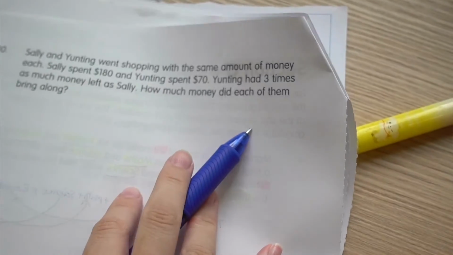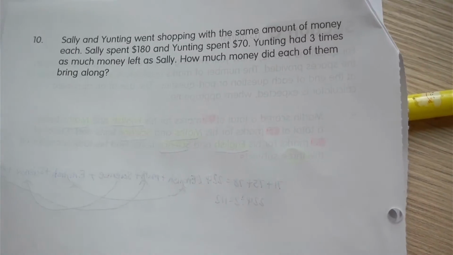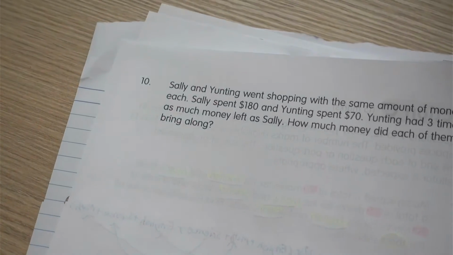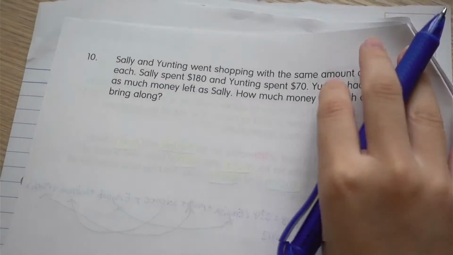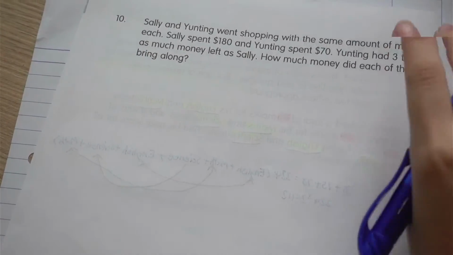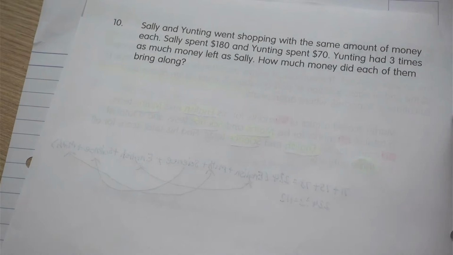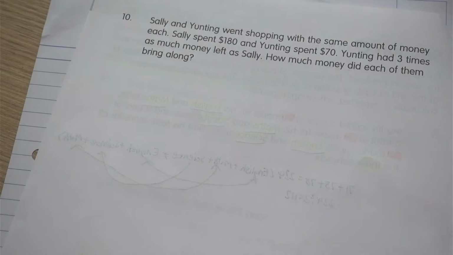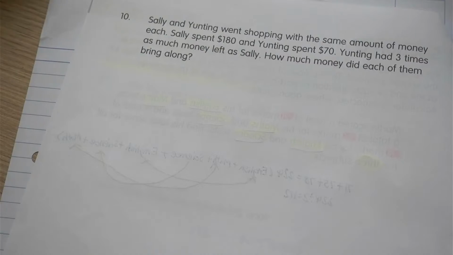When shopping, Sally spent $180 and Yunting spent $70, and each was left with 3 times of money left at salary. Okay, so let's draw a model for this so this is very clear.